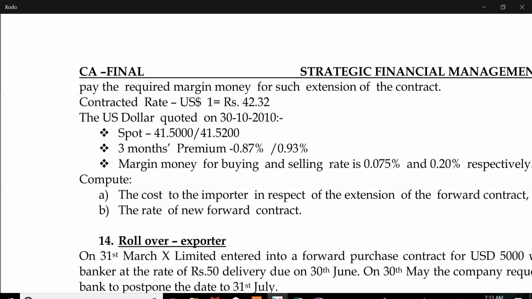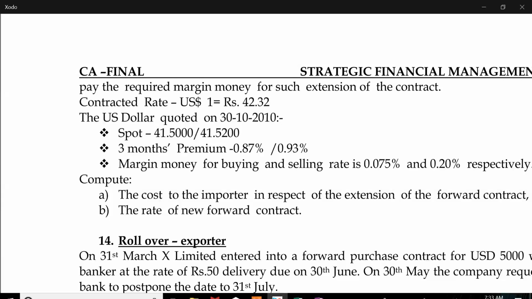Now, my original contract was due on 30th October 2010. I come on that day and ask for extension by 3 months. They are saying cost to the importer in respect of the extension. Cost to the importer is nothing but cancellation loss or effective loss. They interpret in different ways in different questions. We'll write both the cancellation loss as well as effective loss. And rate of new forward contract is obviously the new rate which is agreed on.